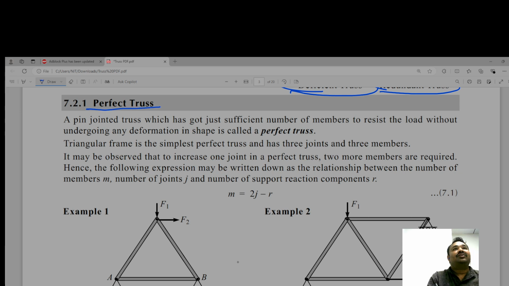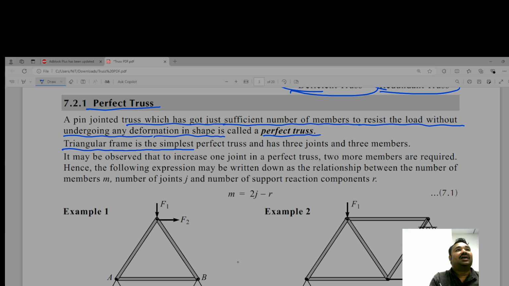Suppose a truss has just a sufficient number of members to resist the load without undergoing any deformation in the shape, it is called a perfect truss. A triangular frame is the simplest perfect truss and has three joints and three members.